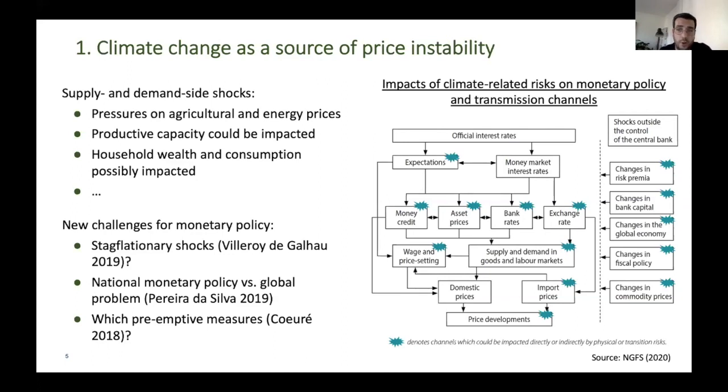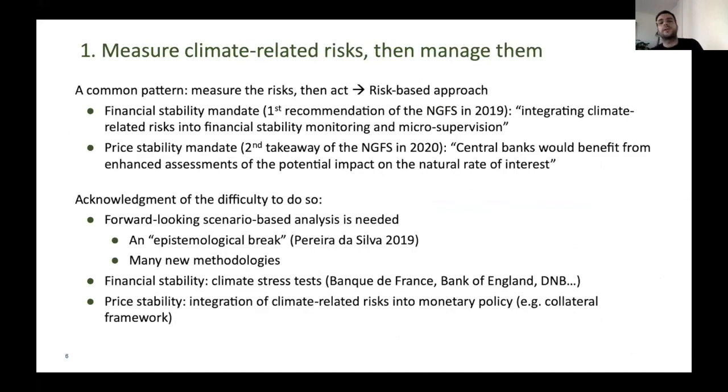And that's actually one of the questions that is now part of the strategic review of the ECB, the European Central Bank. So basically what we see is that whether it is because of financial stability or price stability, we have somehow the same discourse, which is we need to better measure the risk and then we can act on it. So it's really a risk-based approach to climate change.